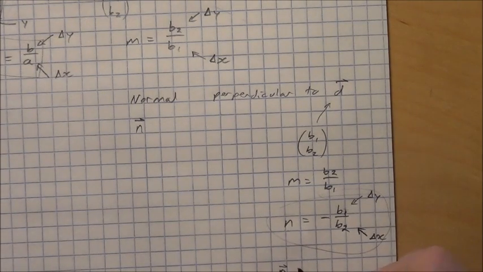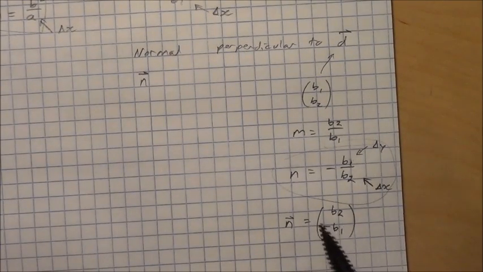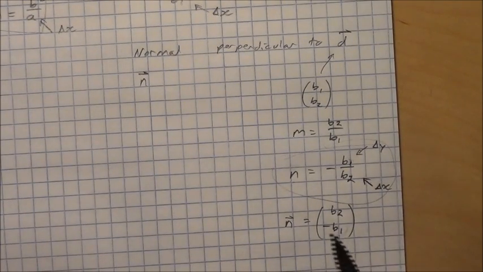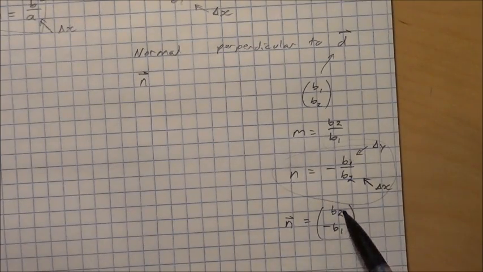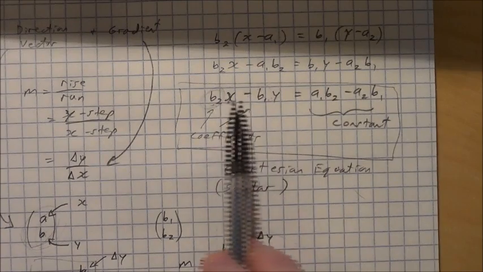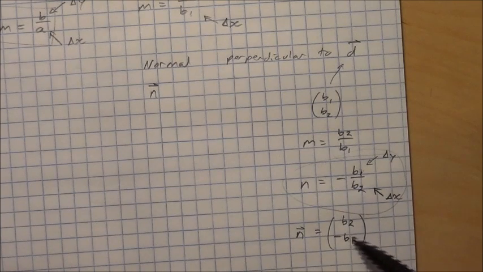The normal vector would be b2, negative b1, because the delta y goes with the y component of the normal, and the delta x is with the x component. So the coefficients of x and y in the Cartesian equation are the direction numbers for the normal vector.